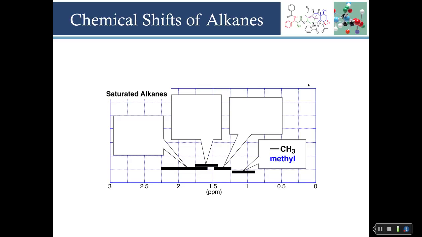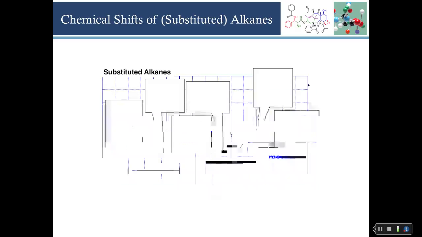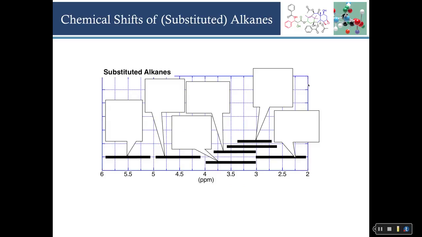So a boring old methyl group is right around 1 part per million, a methylene, CH2, a little bit higher in energy, a methine, that is a CH, even a little bit higher in energy yet, and then something that is allylic to a pi bond, a little bit higher yet. Those are for saturated. We see a bigger chemical shift dynamic when we start putting different substituents on there.